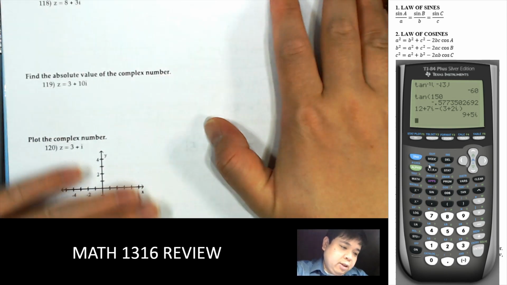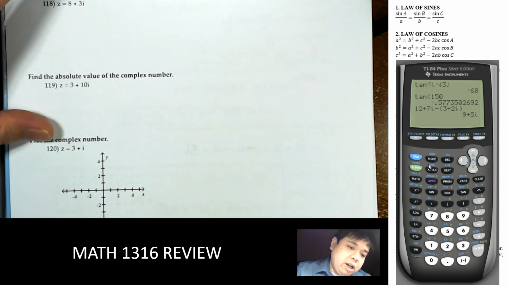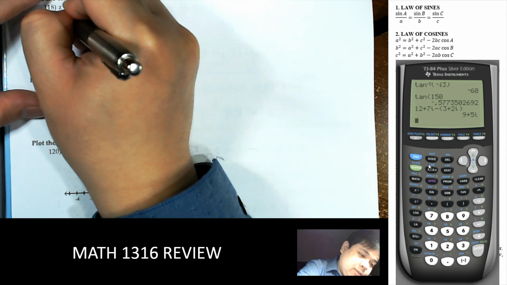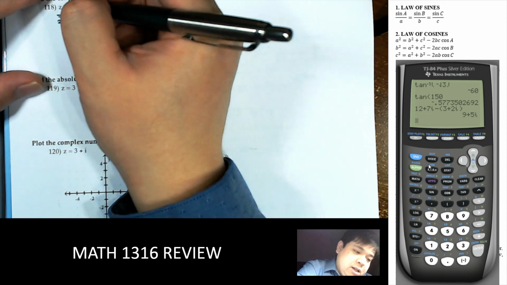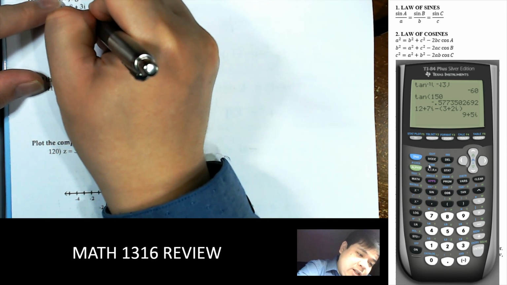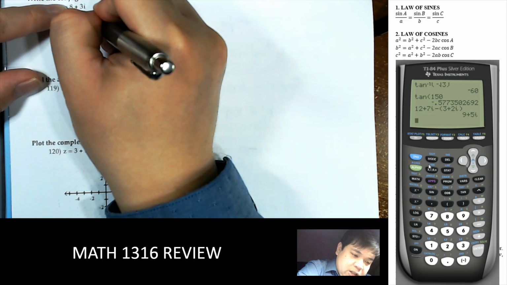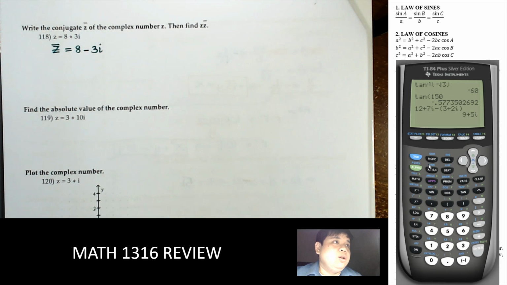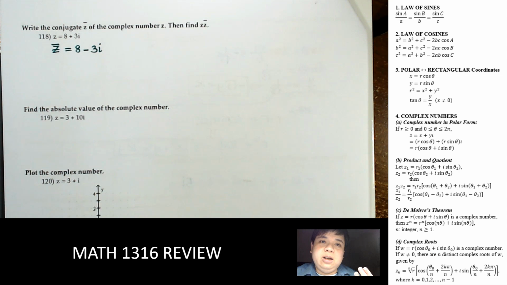Right. So write the complex conjugate and then multiply. The complex conjugate is just the same thing, except instead of plus i, there will be minus. The opposite of that. That's the conjugate. Let's put the calculator away.